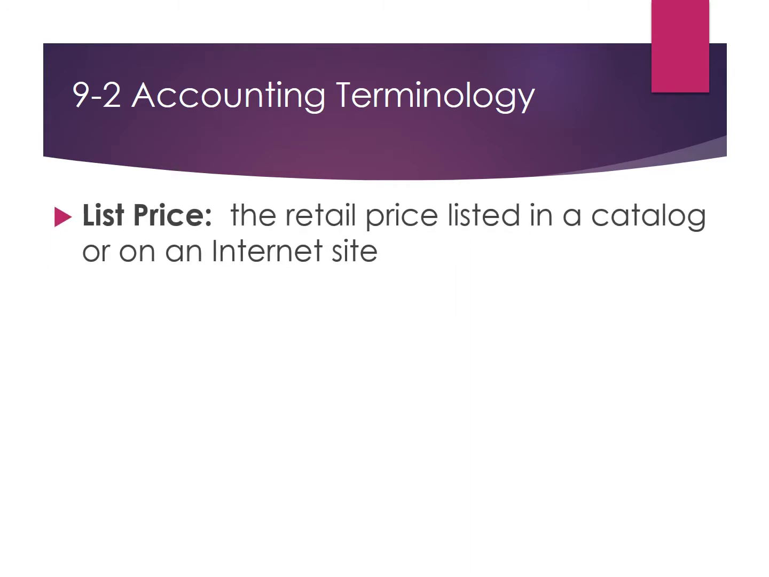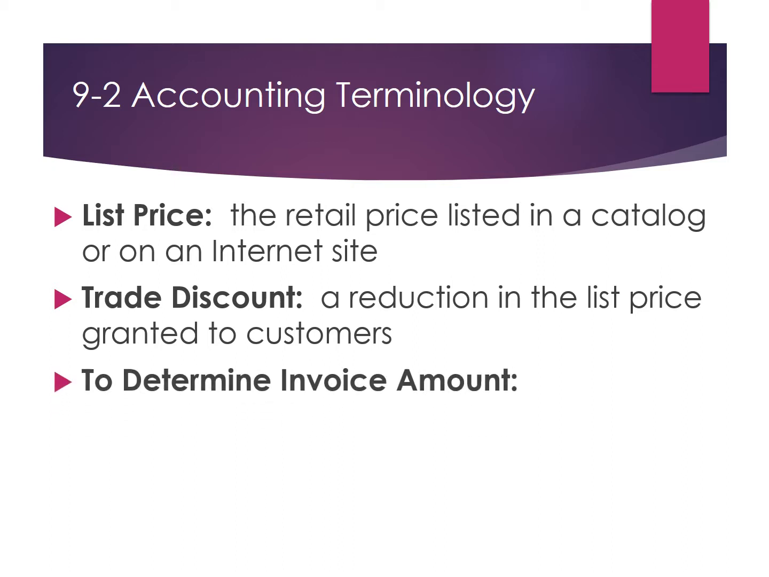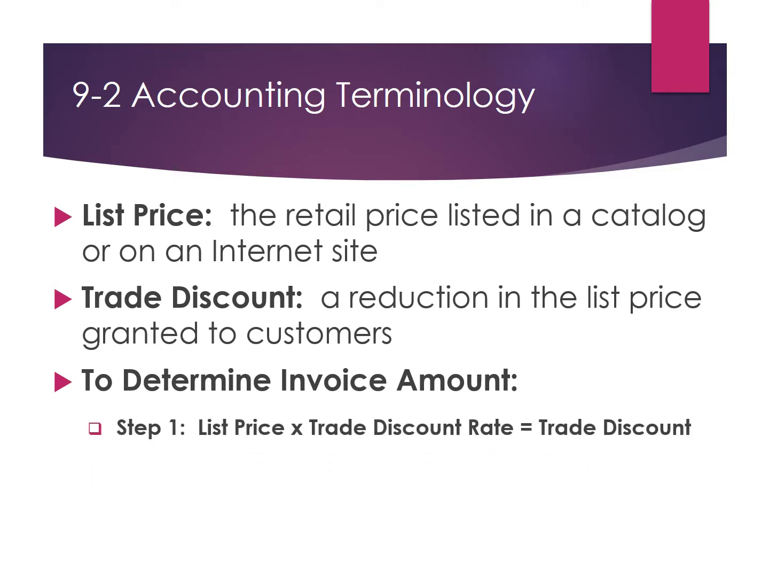The list price is the retail price listed in a catalog or on an internet site. Trade discount is a reduction in the list price that is granted to customers. To determine an invoice amount, you will take the list price times the trade discount rate to get your trade discount. For example, the list price is $1,500. Our discount rate is 60%. We take $1,500 times 60%. We will get $900 as our trade discount.